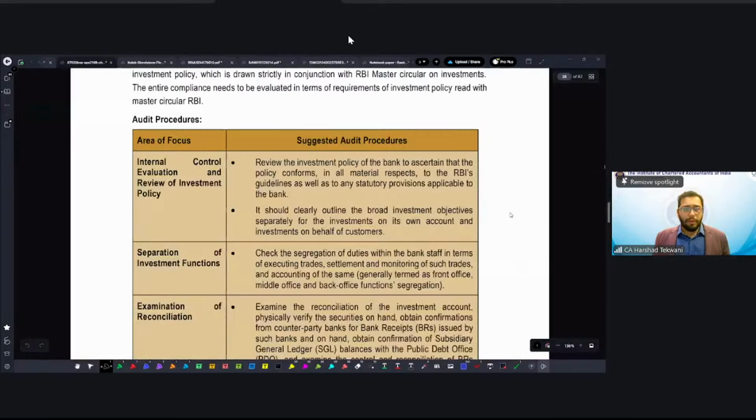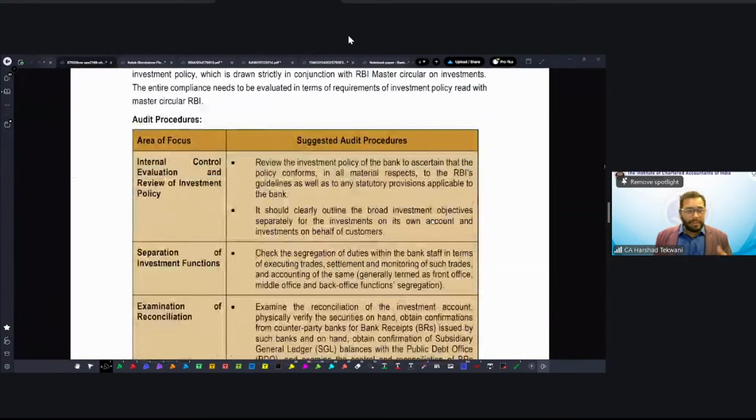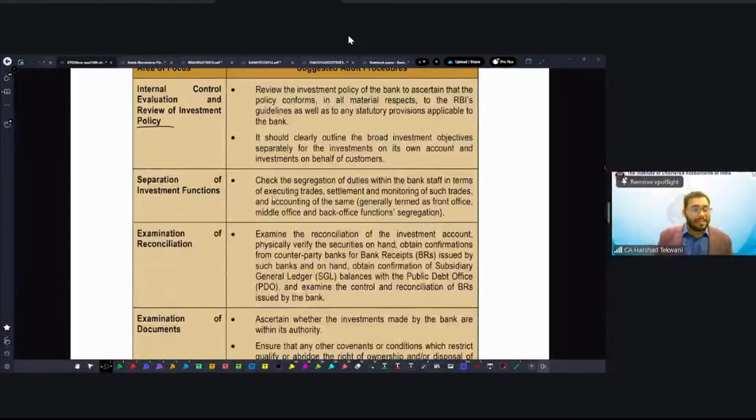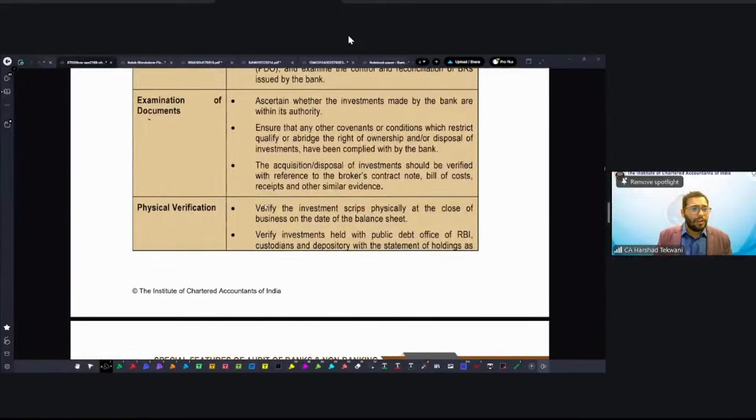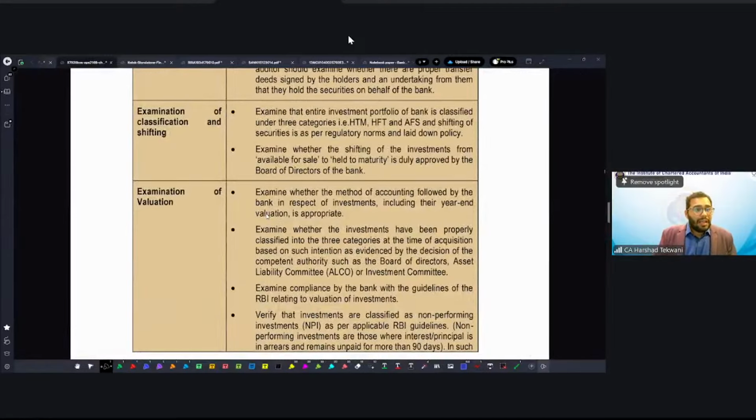So let's come to the study material 14.28 with respect to the investment. So we talked about the policy which is required to be approved by the board. It should clearly outline the objectives and all those things. Separate function for the investments, reconciliations that we saw. Documentation. We saw physical verification. We discussed the requirement for the physical verification. Then classification, HTM, HFT, AFS in detail.